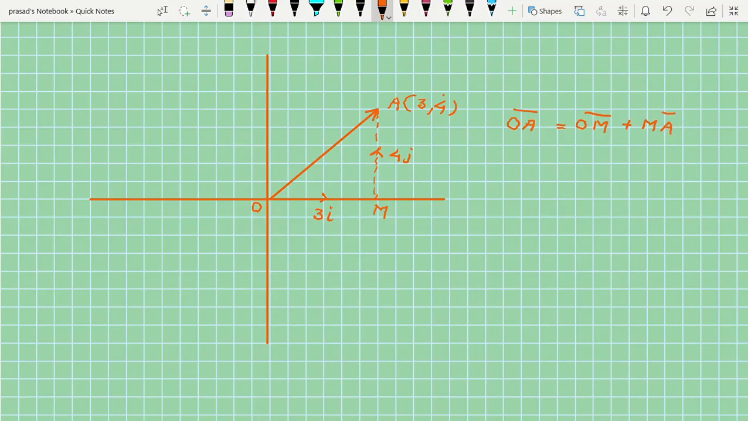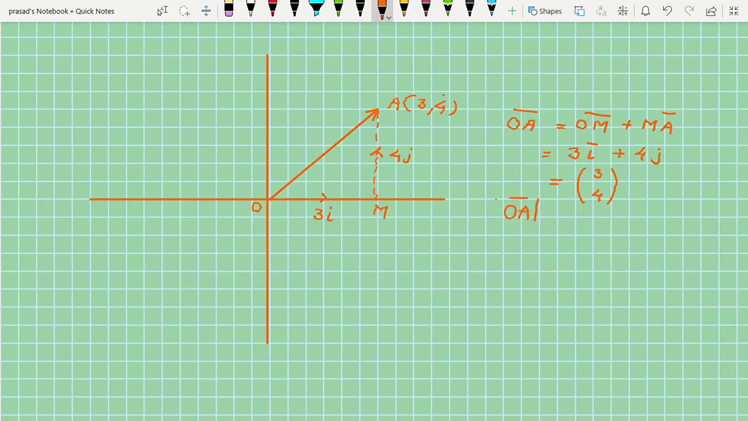Now here OM is 3i and MA is 4j. Now for solving the problems, I will express this vector as a column vector. If I express a vector which is in ij form as a column vector, solving problems becomes easier. Secondly, I want to find out the magnitude of vector A.